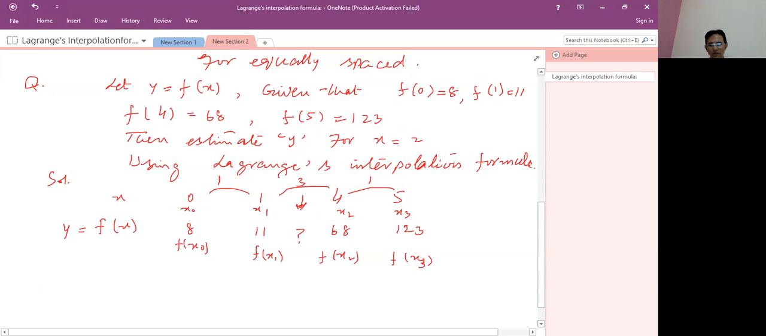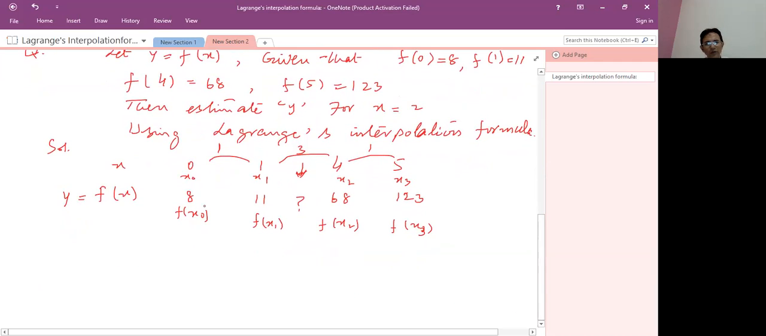Student, in Lagrange's interpolation formula we do not have to form any table, like a forward difference table, backward difference table, divided difference table, or central difference table. So without any table we will apply it. First we write the formula, Lagrange's interpolation formula, about the given table.